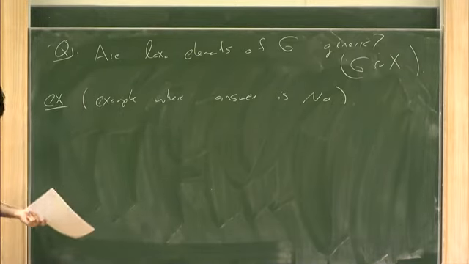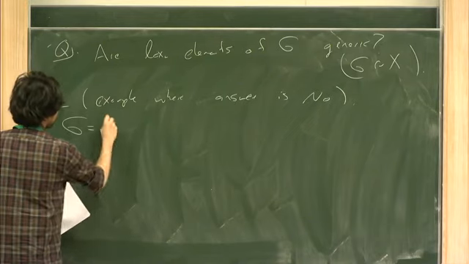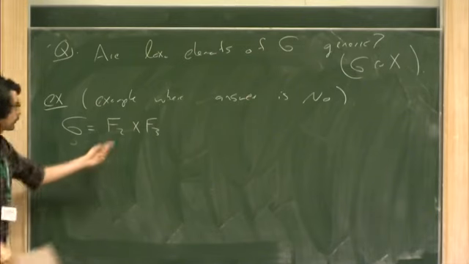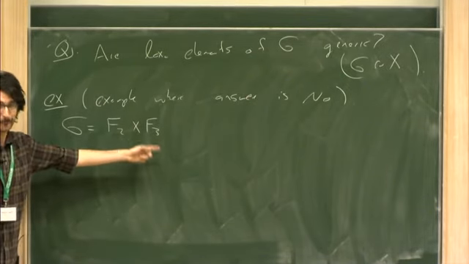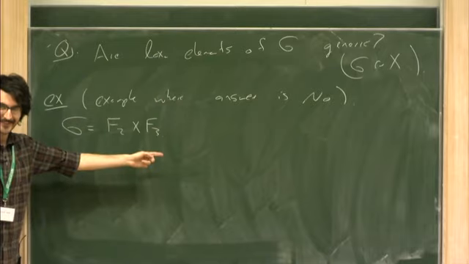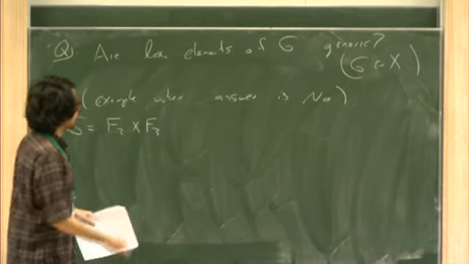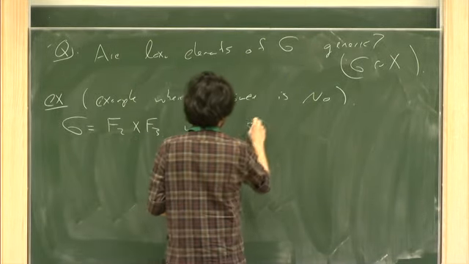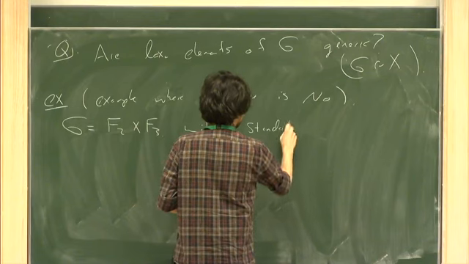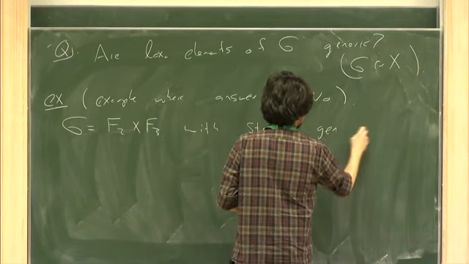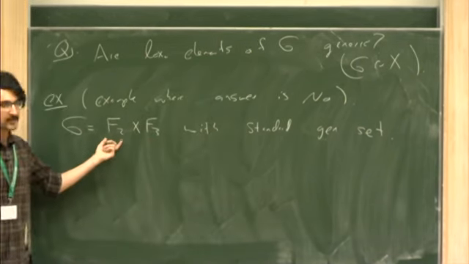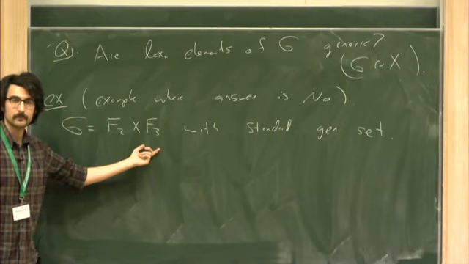Okay, so let G be the free group on 2 generators times the free group on 3 generators. Let's give G the standard generating set. What I mean by this is: choose a generating set that's induced by a basis on F2 and a basis on F3.